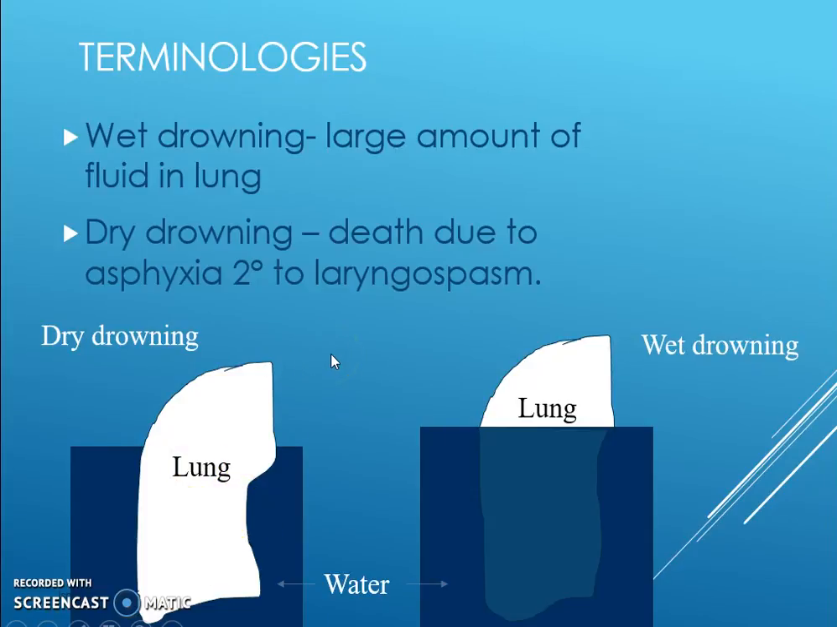Now, why? Some people account this to a thing called asphyxia, where the larynx goes into spasm, so it closes, and no oxygen or air can go into the lung, and because there's no oxygen, it goes into hypoxia, and if the brain is deprived of oxygen for a period of time, then the brain is dead. Which caused him to have dry drowning. Okay, guys, clear? Good.